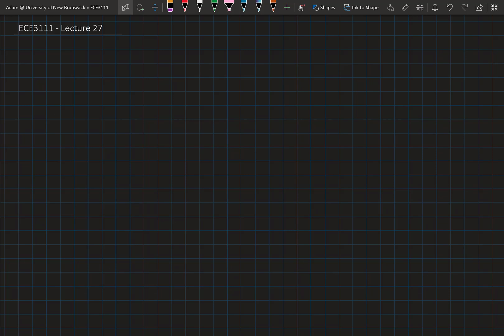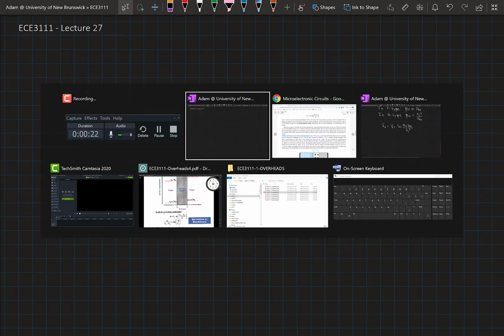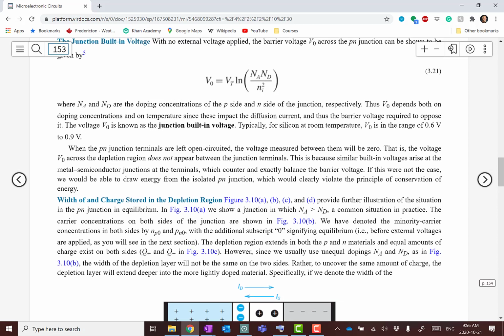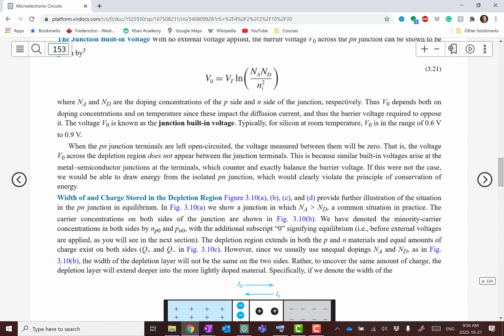So the last couple classes we were looking at the PN junction under the case of zero external bias, and before we get into the case of forward bias, I just want to jump back there for a second. So we ended the last lecture by coming up with an expression for the built-in junction potential that showed that that potential is a function of our doping concentrations and our thermal voltage.